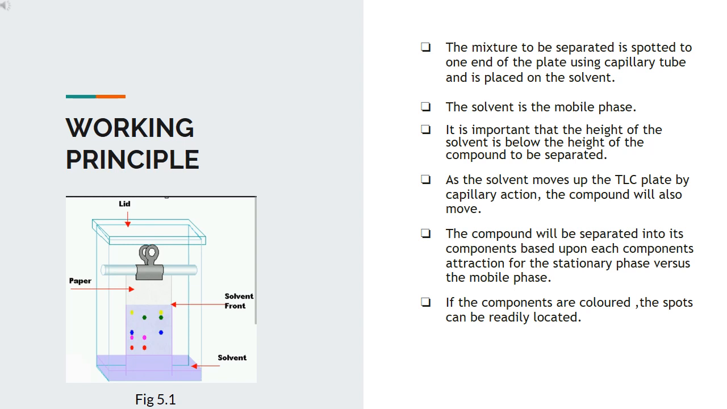Immerse the plate for development. Remember to keep the sample spots well above the level of the mobile phase. Do not immerse them in the solvent. Wait till the development of spots. Once the spots are developed, take out the plates and dry them. Sample spots can be observed under a UV light chamber.